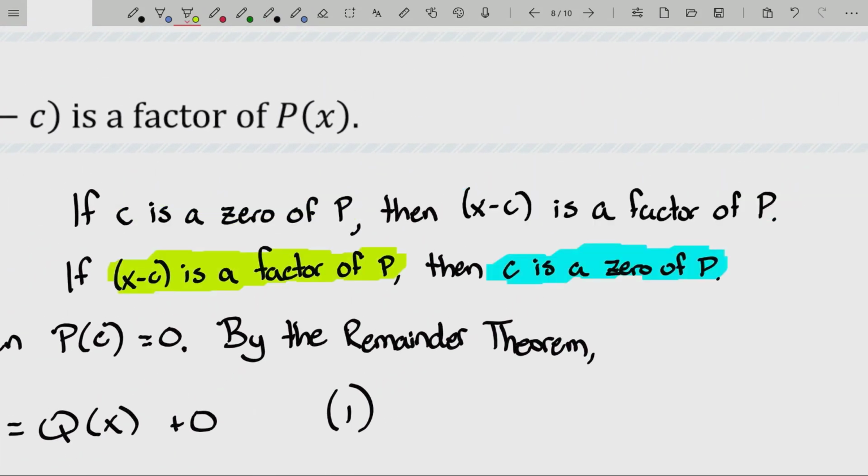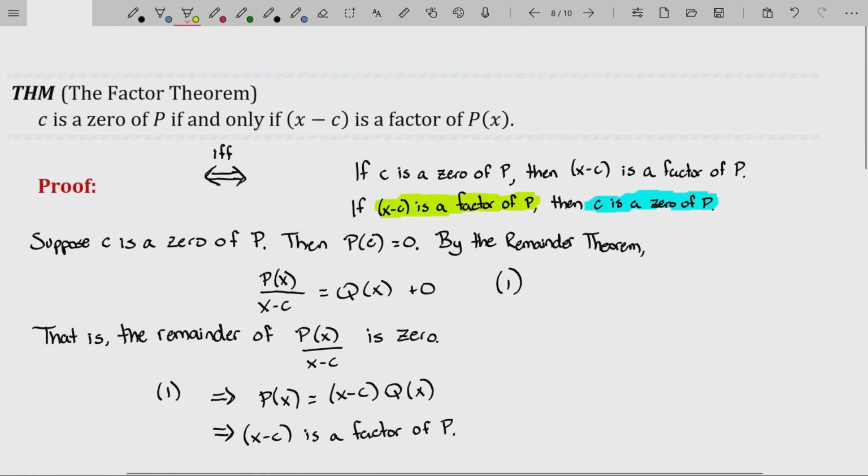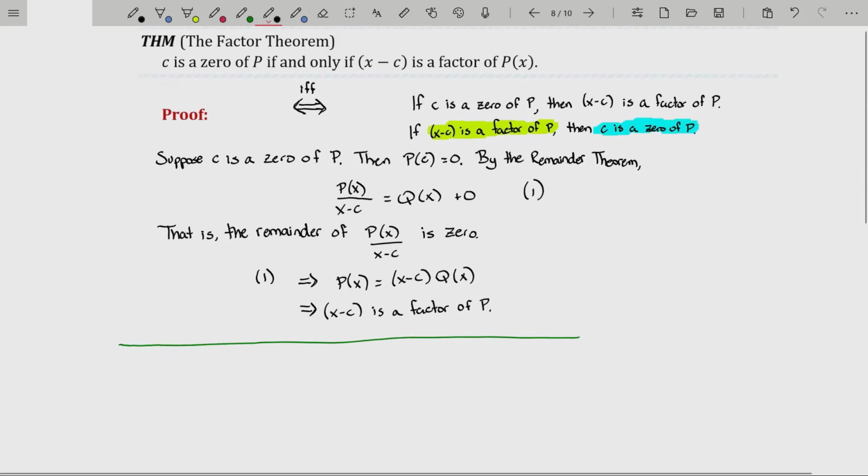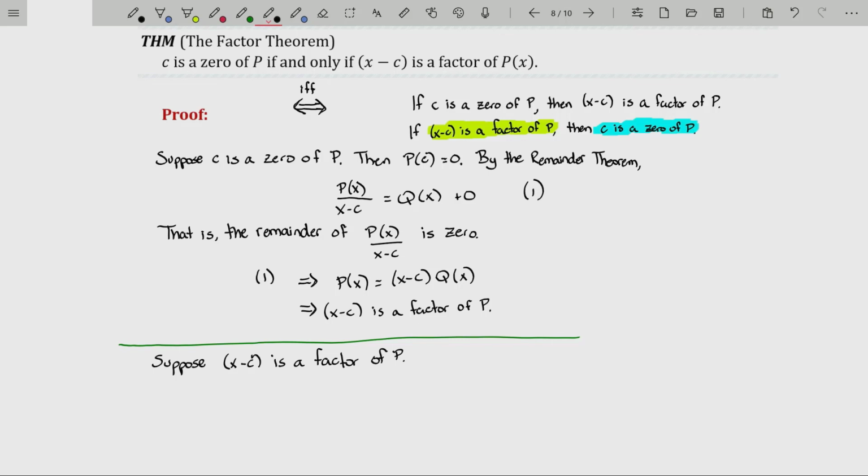So now we're going to assume that x minus c is a factor of our polynomial, and then we're going to arrive at, again, through logical deductive arguments, that c must therefore be a 0 of our polynomial. So let's go ahead and do that. Maybe I should just do a little line here saying, you know what I'm going to do? I'm going to prove the other direction now. So suppose that x minus c is a factor of our polynomial p.